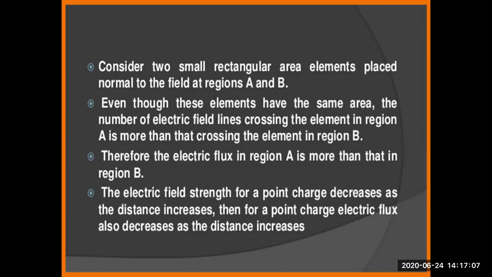Consider two small rectangular area elements placed normal to the field at regions A and B. This is just one point. We will have to keep one thing in mind: the rectangular area is placed normal or perpendicular to the field at regions A and B. So the underlined word is that they must be placed normal or perpendicular to the electric field lines. So that must be placed perpendicular.